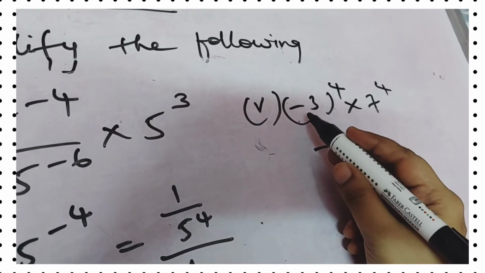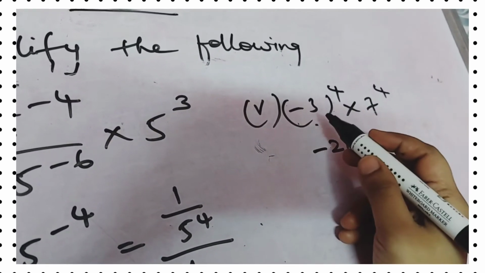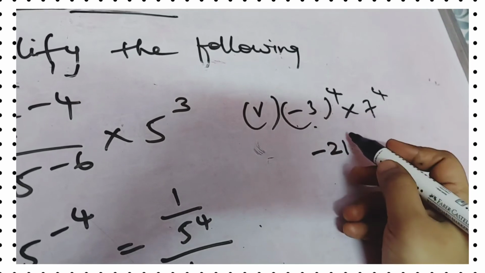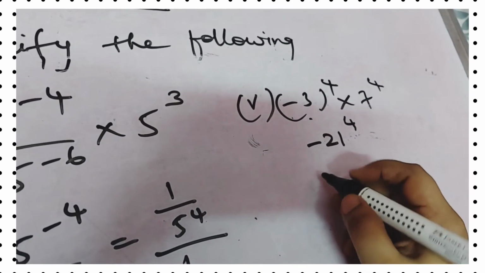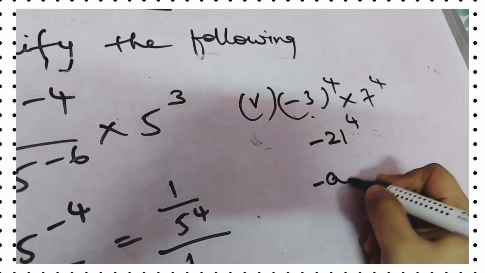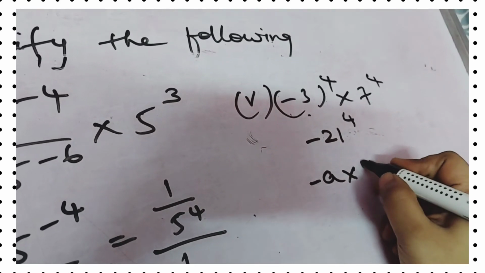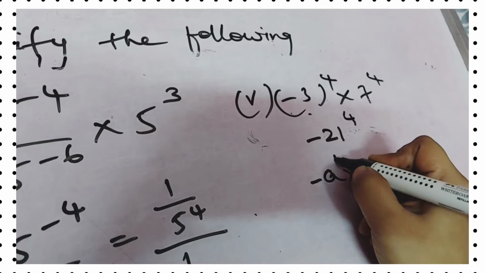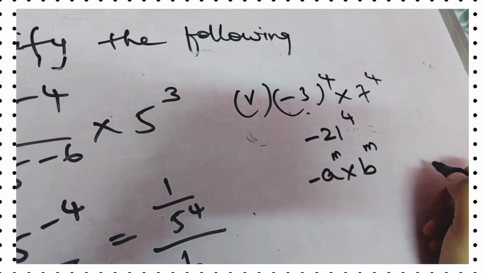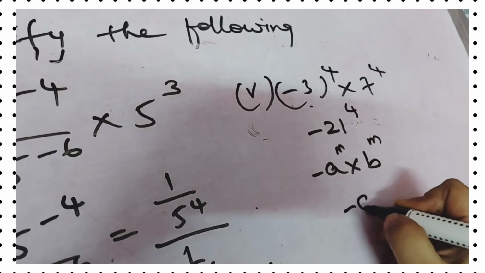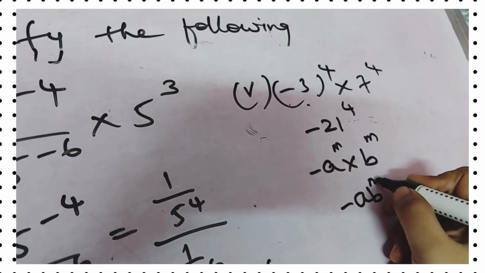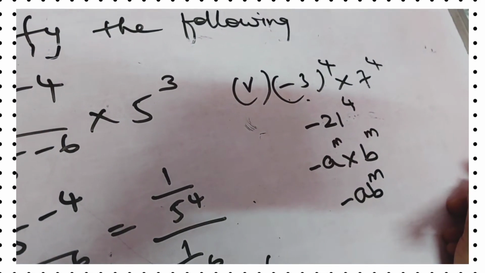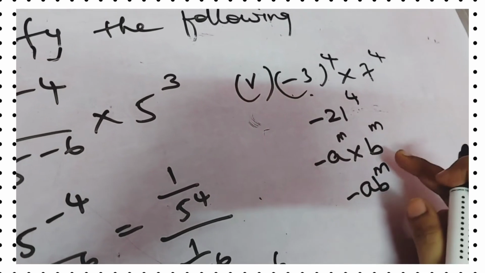Here plus is there, here minus is there. Minus into plus is minus. So 3 7s are 21. Again you have to write here 4. So which identity are we using here? Minus a into b, here also m, here also m. It is (-a)^m into b^m equals (-ab)^m. Okay, so this identity we are using here.